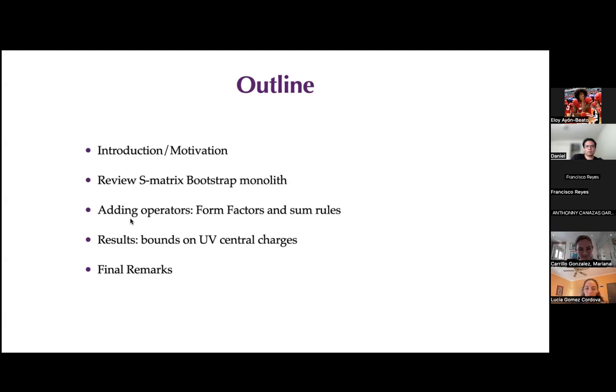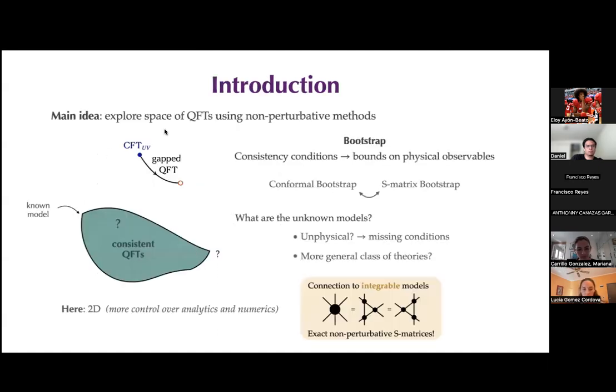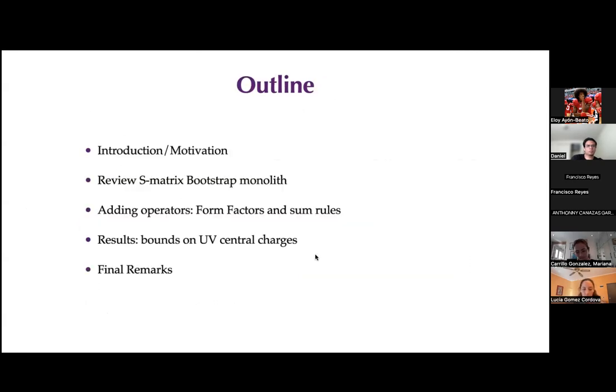So you include some operators into your S-matrix bootstrap setup. And this leads to some form factors, so new observables in the game. And the results we find are bounds on the UV central charges. So it's again trying to make this connection to the theory in the UV. And some final remarks.